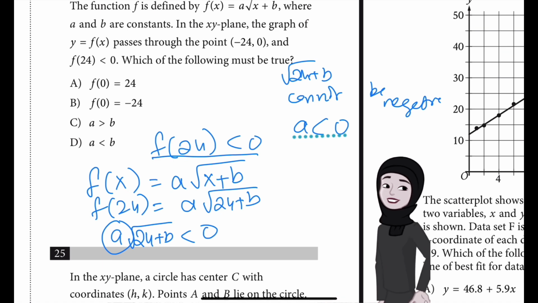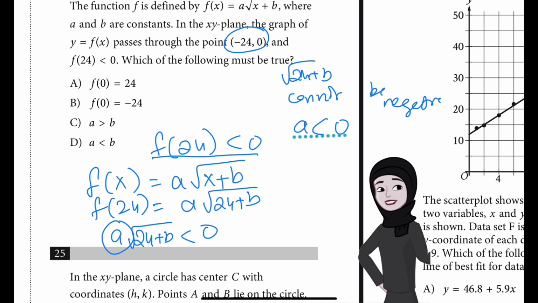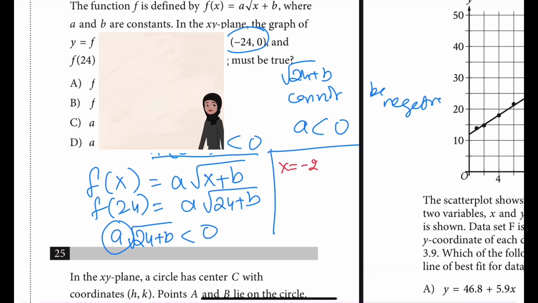So it's also given that the graph of y of x passes through another point, negative 24, 0. So when x is equal to negative 24, f of x is equal to 0. So we will substitute negative 24 for x and 0 for f of x in the equation this time. So that will yield 0 is equal to a times square root of negative 24 plus b.